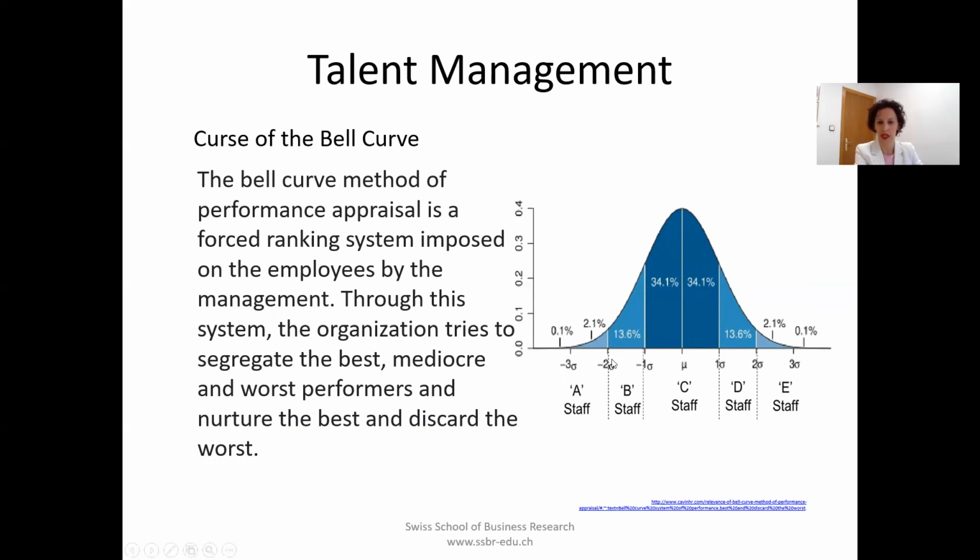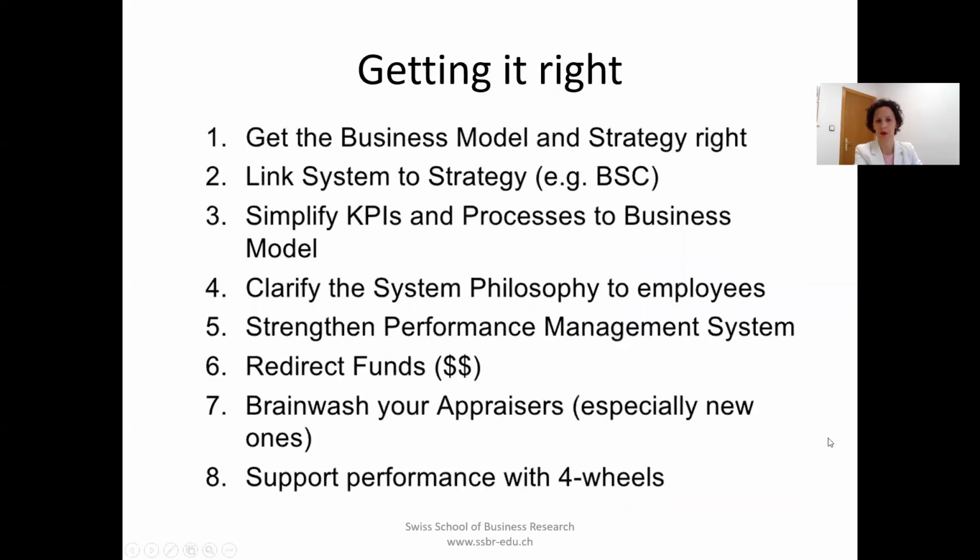So here we can see, for example, the different kind of staff. And here we can see that the excellent staff would be a very low percentage, basically 2.1%, and the rest would be measured in comparison to this percentage of people.